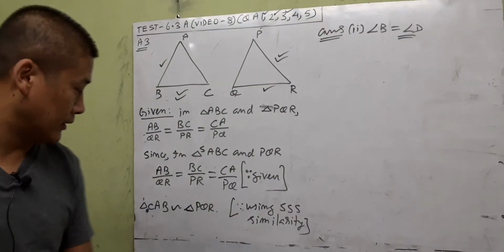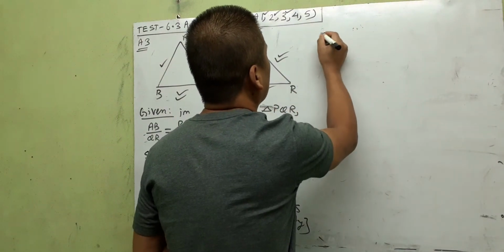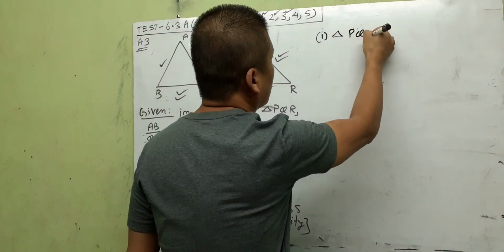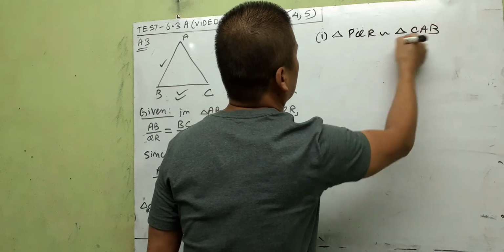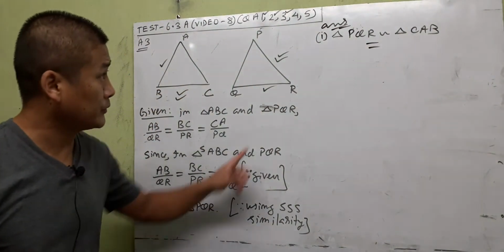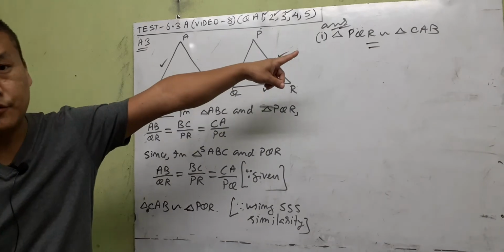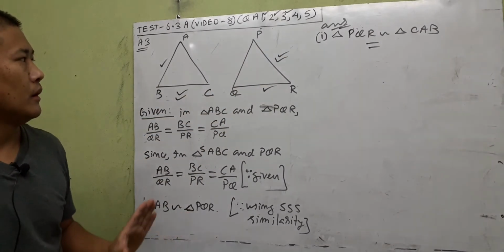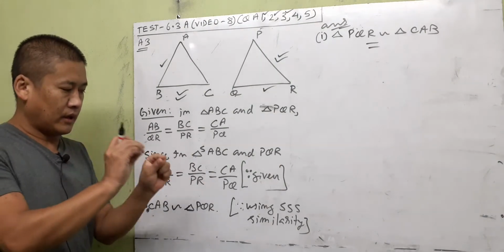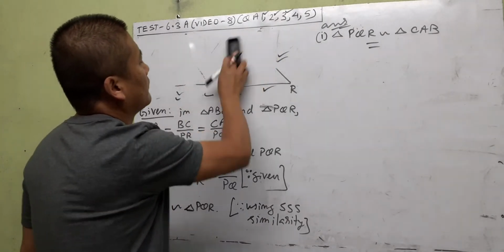Choice number one is matching this. So here you write the answer. Number one, triangle PQR similar to triangle CAB. So that's your answer. See here, PQR similar to CAB. We found out that is the answer choice that is matching this. So we are learning how to write the corresponding letters in the correct order, which is very important in similar triangles. Let's go to A4.